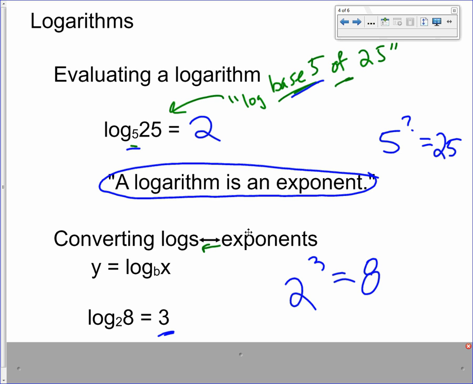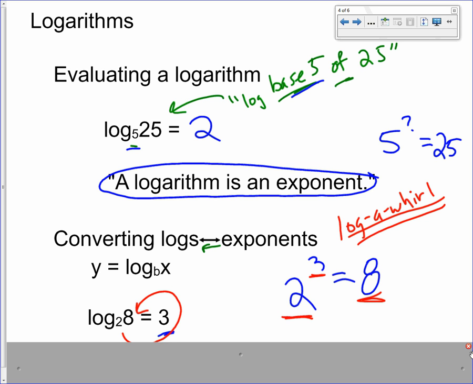The way to rearrange this is, I use something called a log-a-whirl. It's a totally made-up phrase. You're not going to find it in any textbook. But this is what I think of when I'm converting. I'm going to start at my base 2, and I'm going to whirl around to the other side of the equal sign, and then I'm going to whirl back. If I follow my whirl, it starts with a 2, then the next number I come to is 3, and then the last number I come back to is 8. So the log-a-whirl helps me convert things into exponents.